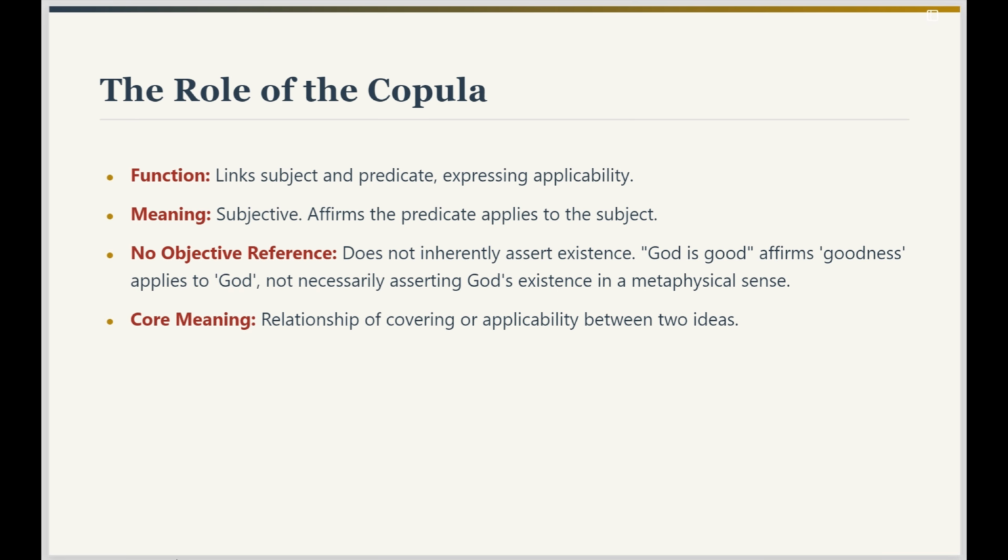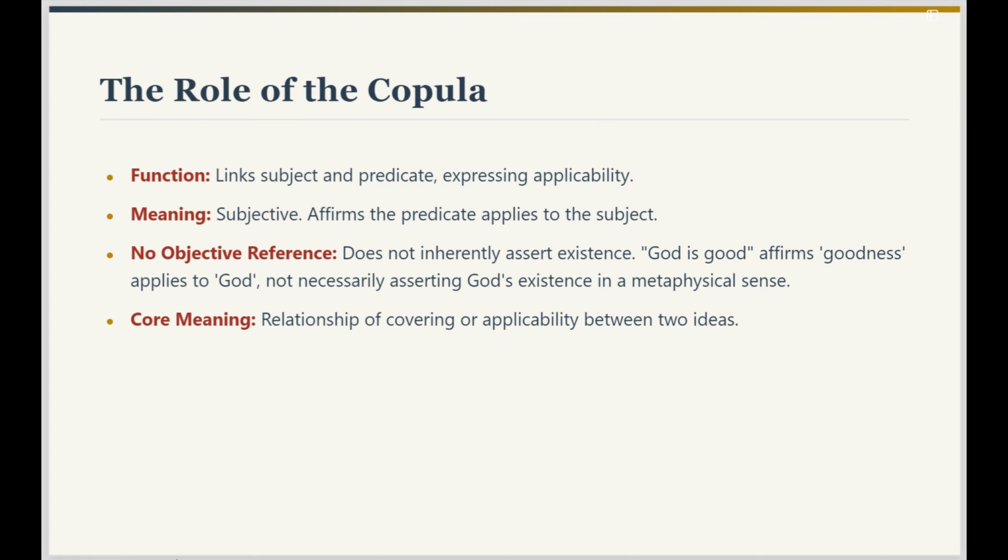Let's linger on that copula, that little word is. What exactly does it do? Does it point to something out there in the world, or is it just about our mental state? The text argues strongly for the subjective view. When I say God is good, am I necessarily proving God exists objectively? Not necessarily. I'm just stating that the quality goodness applies to the concept God in my judgment. The copula isn't a magic wand pulling things into existence.